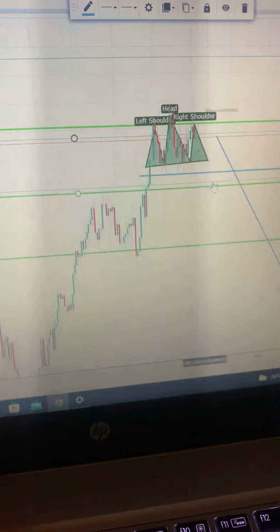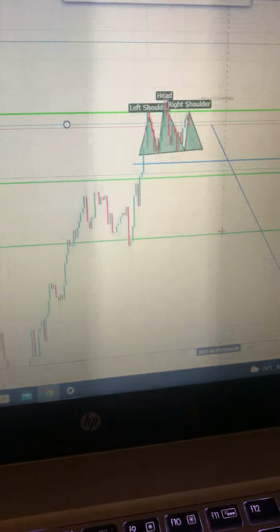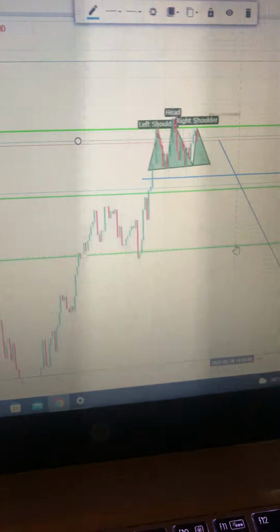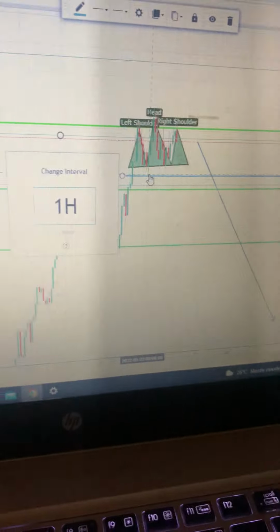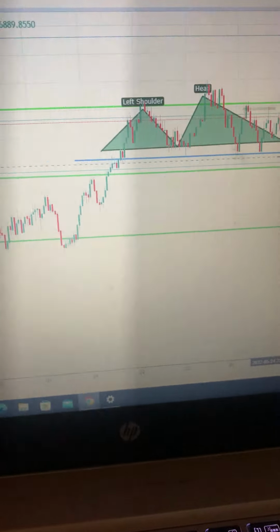So if it breaks through this, our second psychology level, we are expecting the price to move to this other point right there. Then after that, I move again to the 1-hour time frame. You can do this on your own, get the analysis for yourself and see how the market is actually moving. You can see the head and shoulder pattern is still very much accurate on the 1-hour time frame, which means the market is going short. As easy as that.